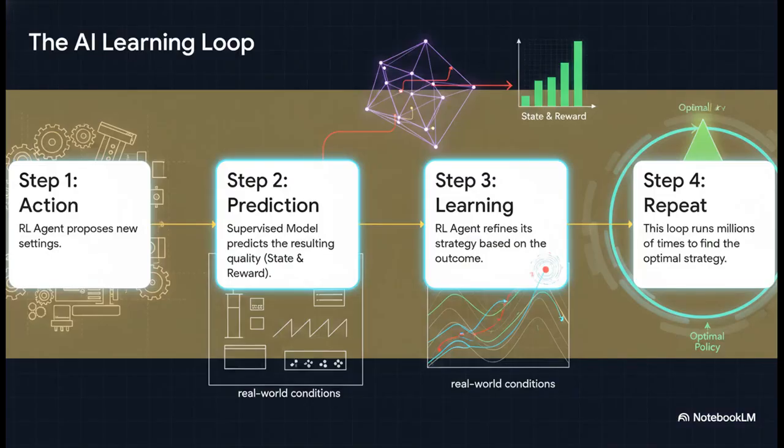And the way these two dance together is just beautiful. The RL agent takes an action, it proposes a new set of machine settings. The supervised model instantly predicts the quality, which acts as the reward. The RL agent learns from that outcome and tweaks its strategy. Then it does it again, and again, and again, millions and millions of times. It rapidly explores this vast space of possibilities until it finds the best way to make a perfect part, even if the real-world conditions are slowly drifting. This is how we solve the mystery of the factory machine.